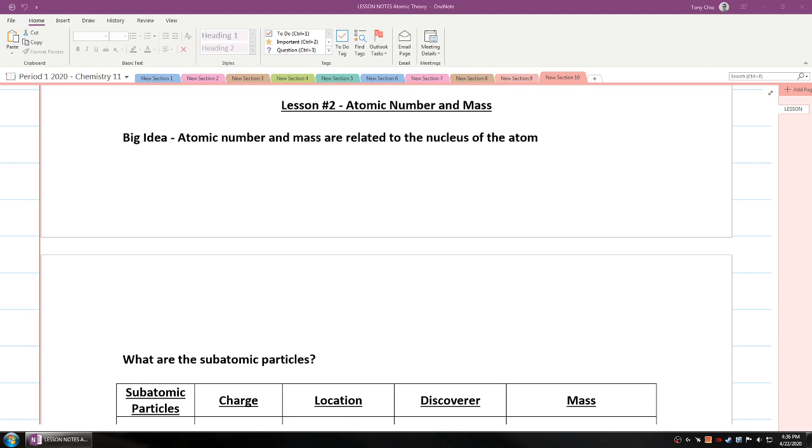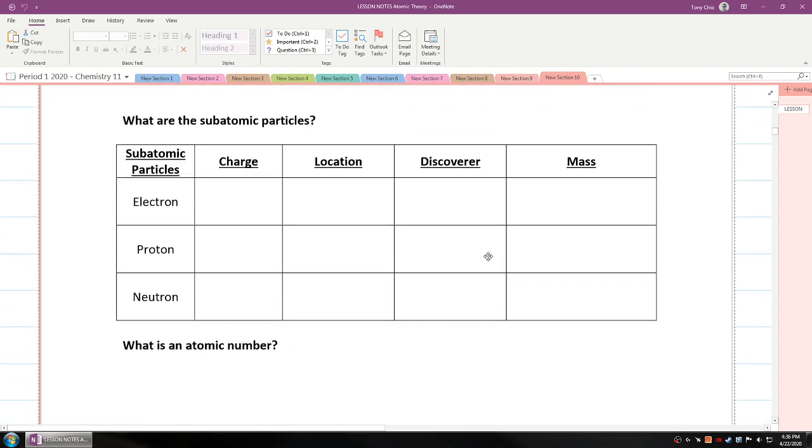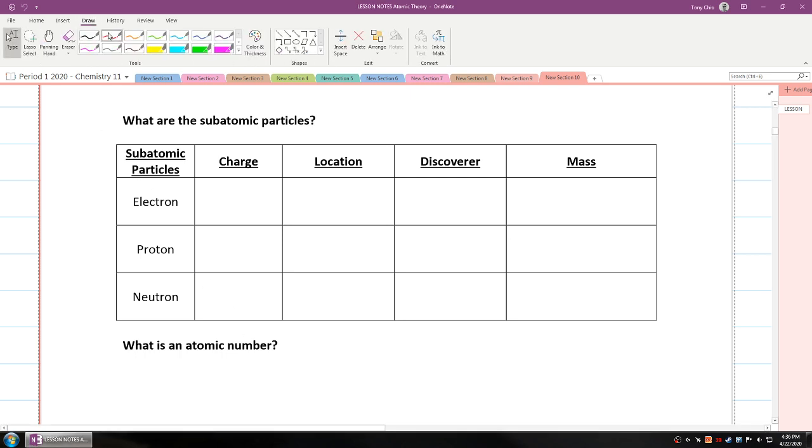Hi everybody, we're going to do a quick lesson today on lesson number 2, atomic numbers and atomic masses. So we've learned about atomic numbers and atomic masses before, but today we're going a bit more in depth about it. Now the big idea here is that atomic numbers and atomic masses are related to the nucleus of the atom. So we're going to talk about what subatomic particles are, their charges, location, discoverer, and mass. So let's begin. The different subatomic particles we have depend on where they are.